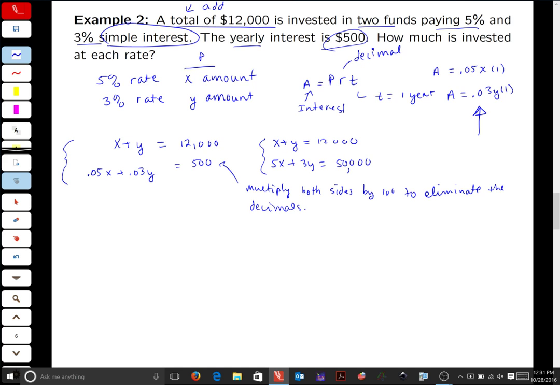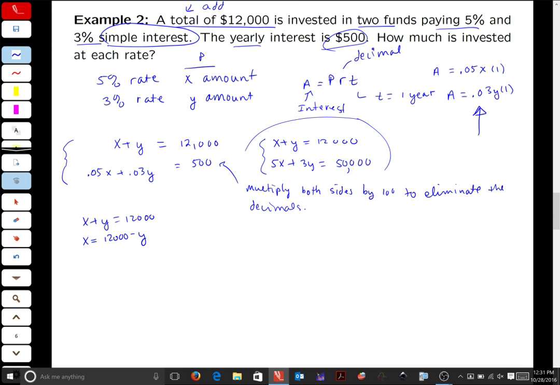I'm not solving the first one. I'm going with the second equation. No decimals. You want to solve the first equation or the second equation? First one. What do you want to solve it for, x or y? X. So from the first equation, you have x plus y equals 12,000. Solve it for x. It's going to be 12,000 minus y.